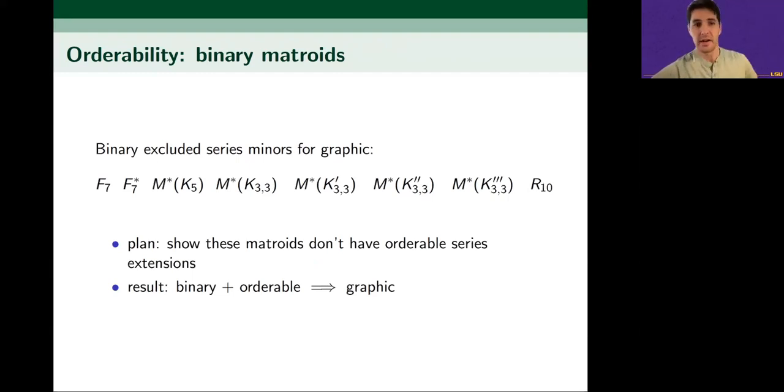So here are the binary excluded series minors for graphic. The one I just showed you was a nice one, worked out very nicely. The others take a little bit more time. I spent a good portion of a summer checking all of these, and it turns out that these matroids do not have orderable series extensions.